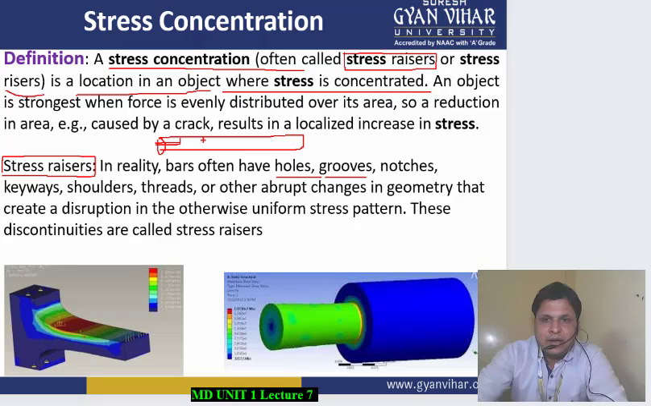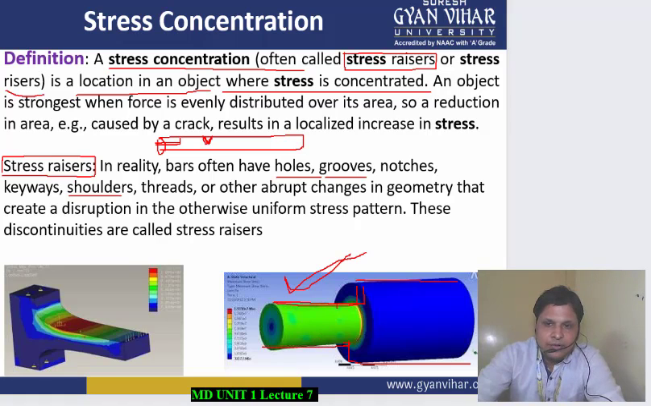Similarly, sometimes there are grooves in the bar. Also there are sometimes notches. Sometimes there are V notches in the particular bar. Also there are some shoulders. As you can see in the diagram, we can't ignore such changes in cross section, because these changes in cross section are very important. So we can't remove them, we will have to keep them. And these shoulders create very large stress in the area near the shoulder.